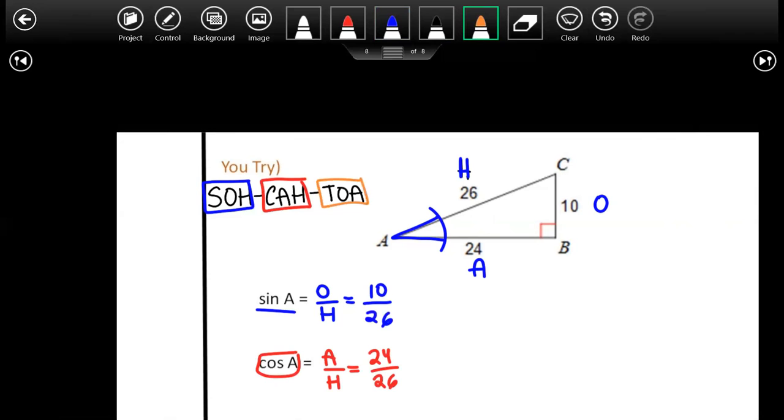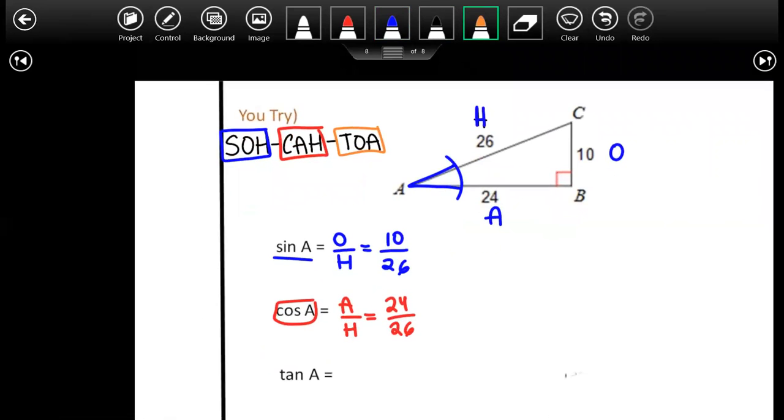And then the one that we've done a lot of is going to be the opposite over adjacent. What is it going to be? So opposite over adjacent, 10 over 24.